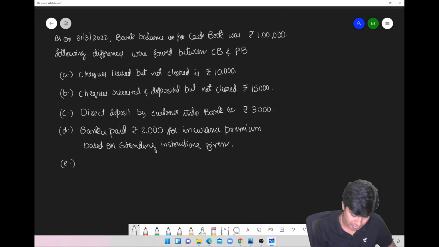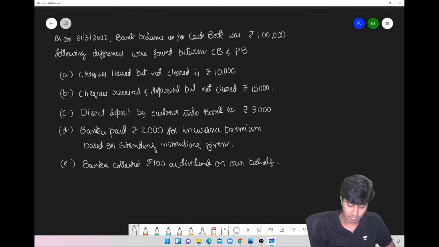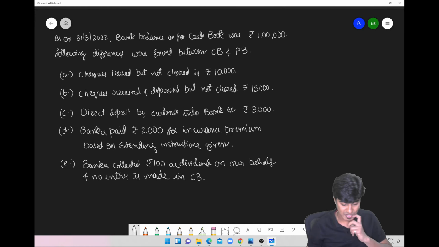Then we'll write: banker collected rupees 100 as dividend on our behalf. Banker has collected rupees 100 on our behalf and no entry for this is made in cash book. Against this, entry is not made in the cash book. Banker paid 2,000 for insurance premium, instructions given, and entered in passbook only.